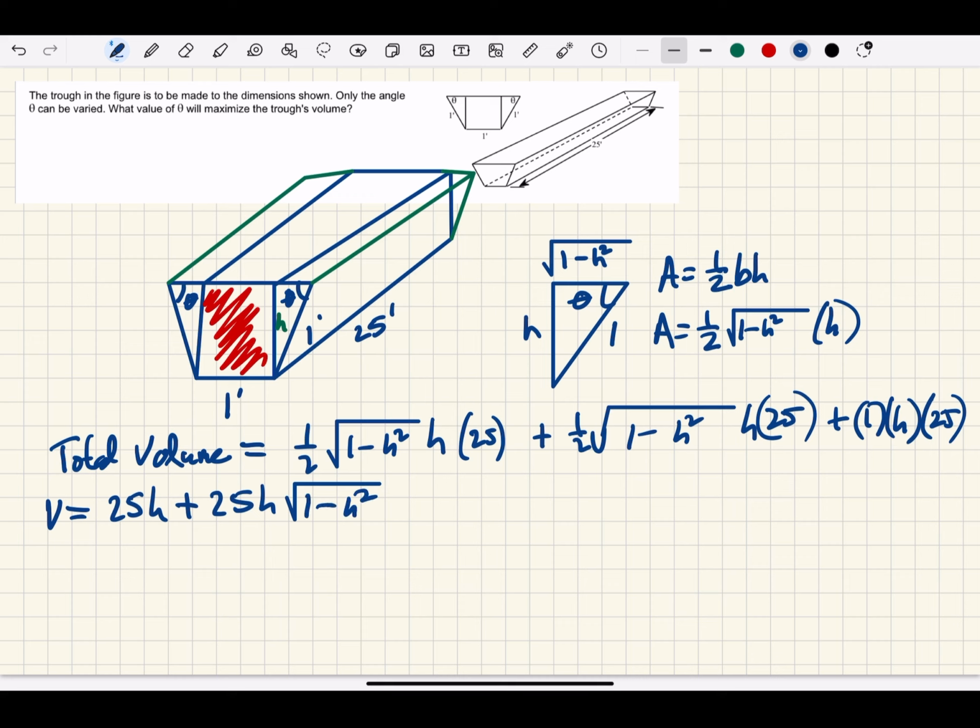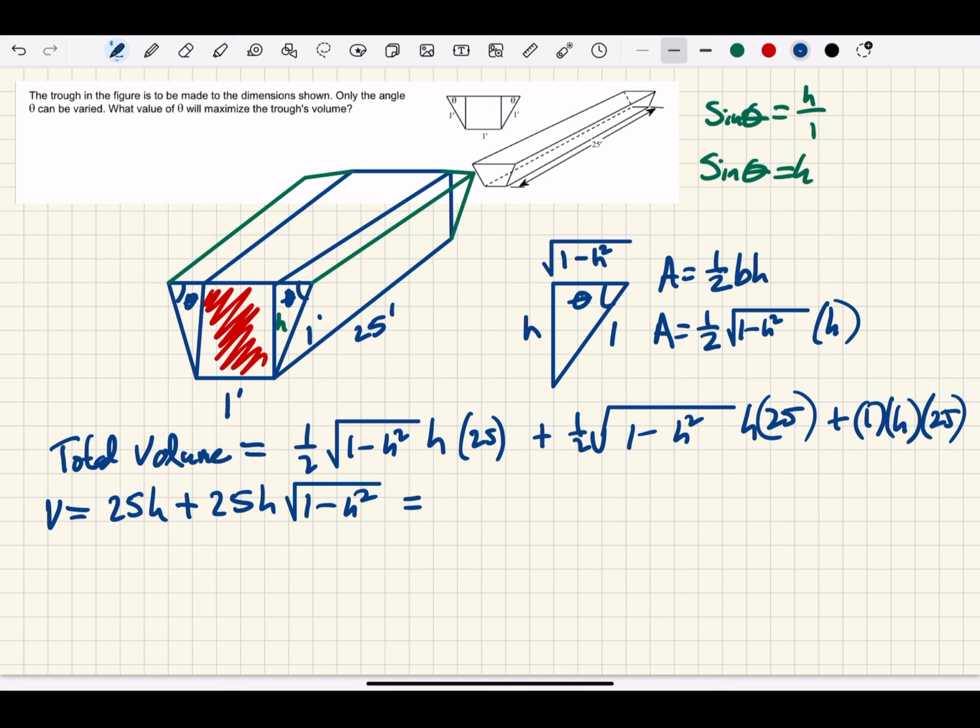Now, we have volume in terms of height, but we were supposed to find this volume in terms of the angle theta, because we were told that is the only thing that is variable. So let's work on that for a second. Looking at this triangle, we can see that the sine of theta would be the opposite, h, over the hypotenuse, 1. So the sine of theta would be equal to h. And I could substitute each of the h's in my expression for the volume with the sine of theta.